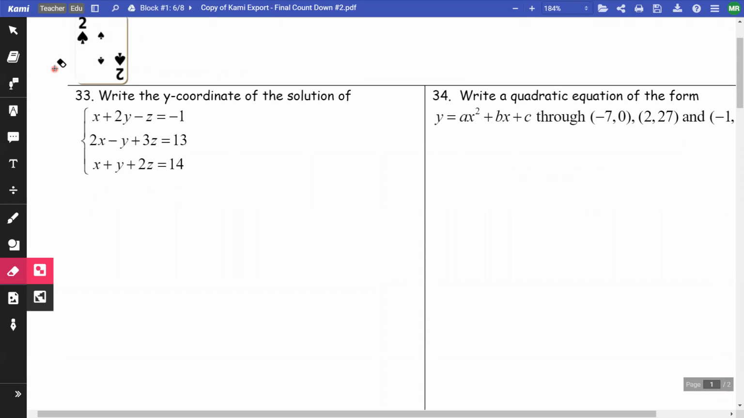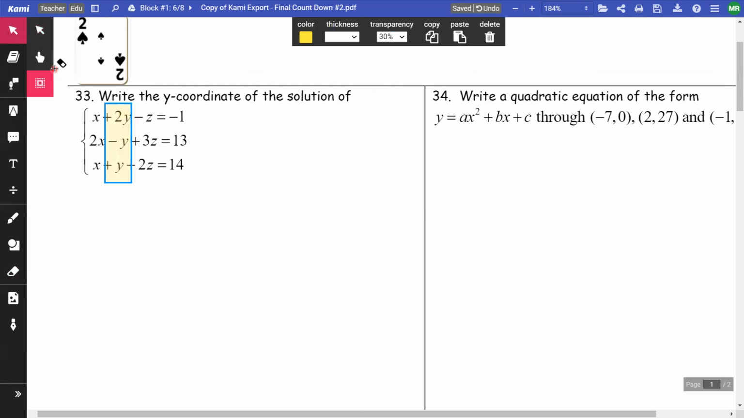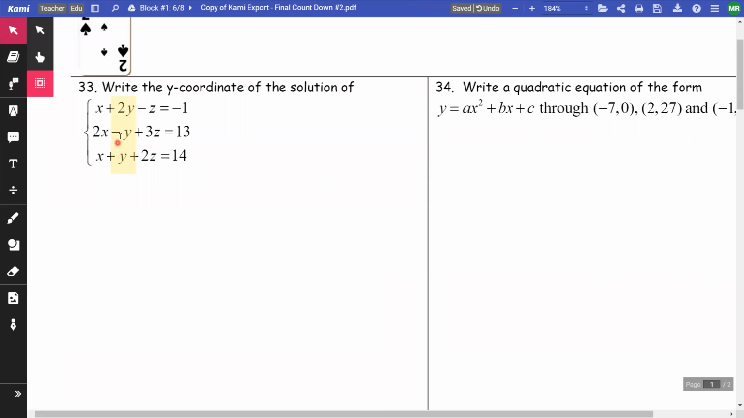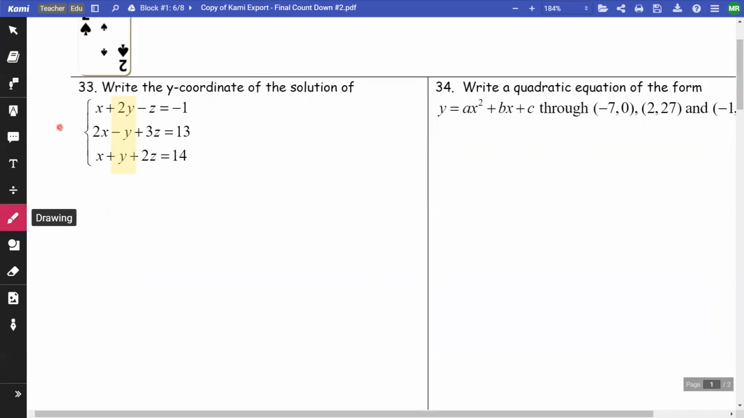Looking at this, I'm leaning towards my y's, because I've got a positive y and a negative y. These are going to cancel automatically just by adding these two equations. Then I can multiply this one that's already negative by a 2 and add it with this one and get rid of that. So I'm going to personally eliminate my y. It doesn't matter which one, but you want to make sure you eliminate the same variable both times.